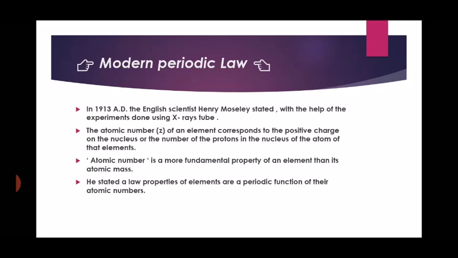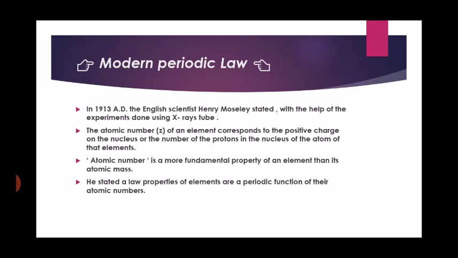Now first try to understand what the atomic number is. The nucleus has positive charges, known as protons. So the number of protons is equal to the atomic number. The atomic number Z of an element corresponds to the positive charge of the nucleus, or the number of protons in the nucleus of the atoms of that element. According to Henry Moseley, atomic number is a more fundamental property of an element than atomic mass.